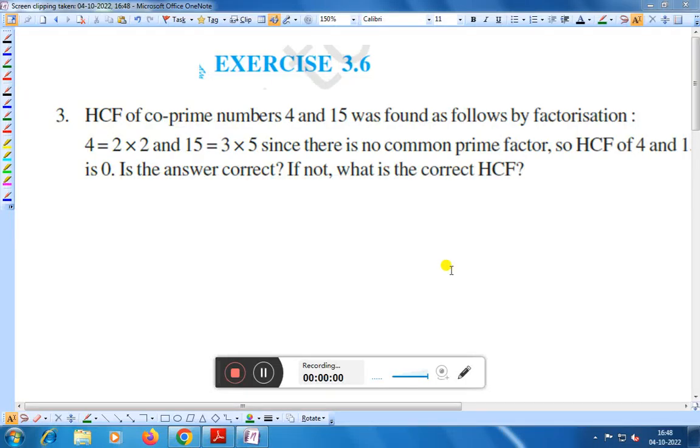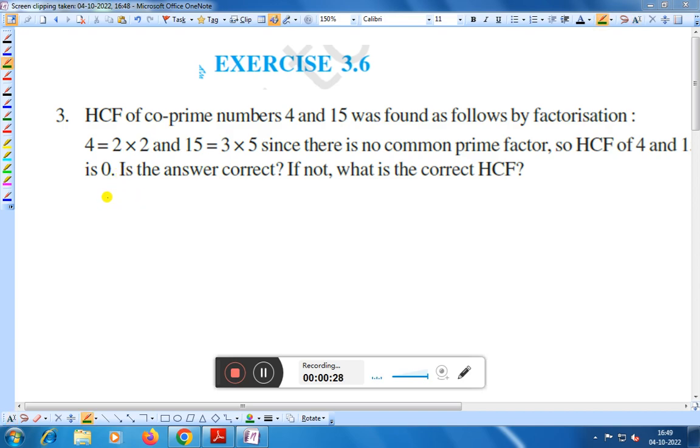Discuss question exercise 3.6, question number 3. The HCF of co-prime numbers 4 and 15 was found as follows by factorization. That is, 4 is equal to 2 into 2 and 15 is equal to 3 into 5. Since there is no common prime factor, the HCF of 4 and 15 is 0. Is the answer correct? If not, what is the correct HCF?